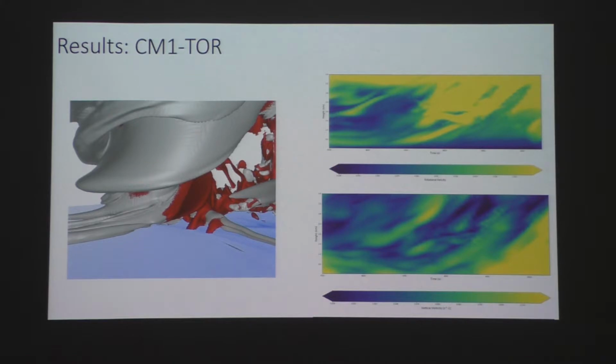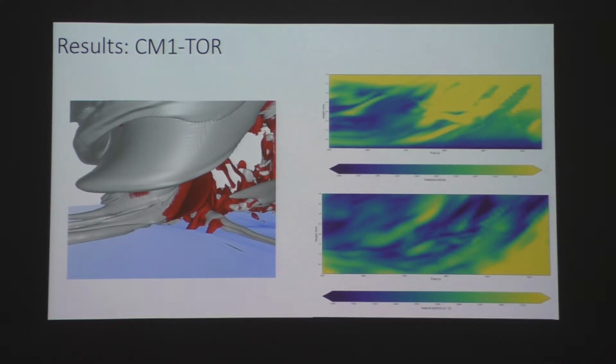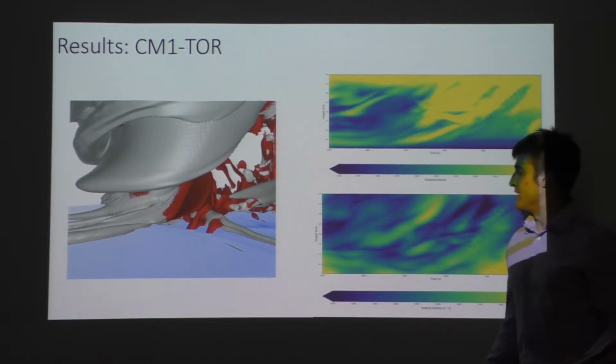This is the CM1 simulation. This is a time height plot of rotational helicity. On the top, this is 4 kilometers, and this is a 600-second period during the genesis phase of the TLV in the CM1 simulation. And this is vertical vorticity here that grows upwards from the surface with time, and it is correlated in time height space with the upward propagation of the rotational helicity maxima.